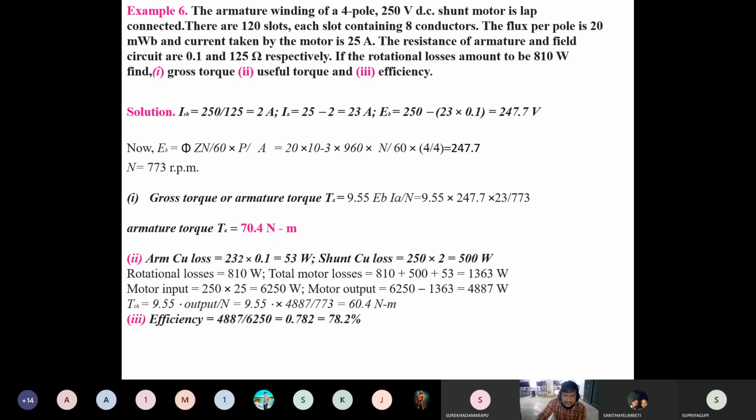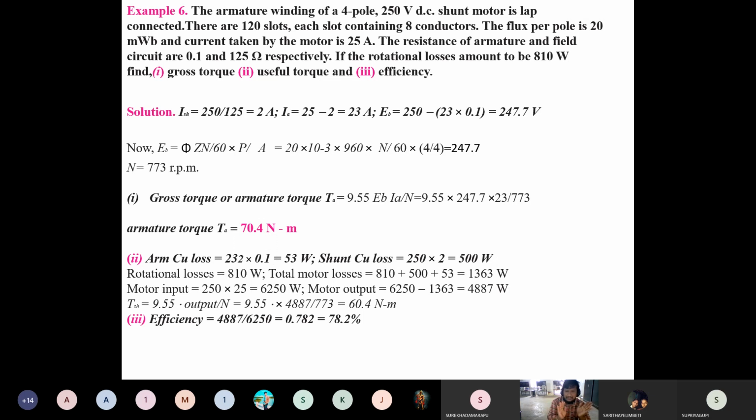Then useful torque is nothing but shaft torque. Armature torque is equal to shaft torque plus lost torque, right? And TA is equal to 0.159 φ Z Ia into P by A, that is the gross torque. I did not write that one, that is my mistake. Just observe, gross torque or armature torque TA is equal to 0.159 φ Z Ia into P by A. We have to determine that value.